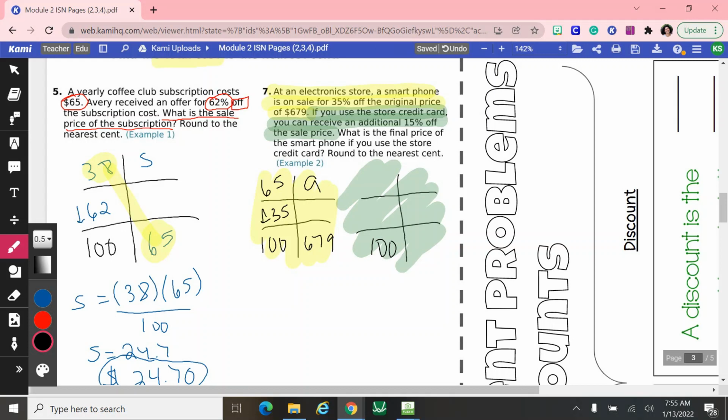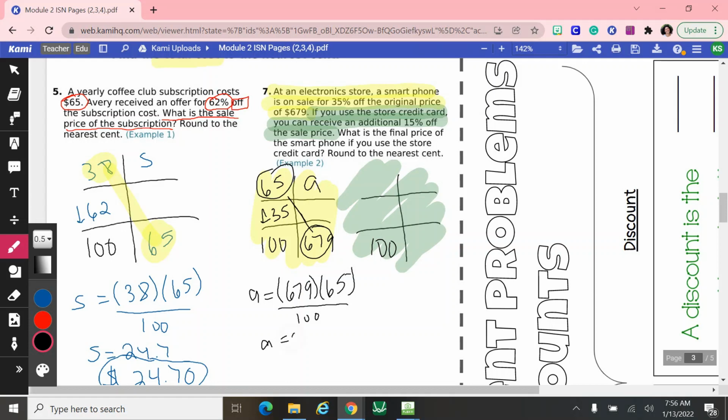So I'm going to use cross multiplication to solve for this first discount that they're giving us. And I'll circle these two numbers since I already used a highlighter. We are going to multiply 679 times 65, and we're going to divide by 100 to figure out what this first sale price is. You should pause the video and make sure that your calculations match mine. Get used to using that technology because I won't help you on a test.